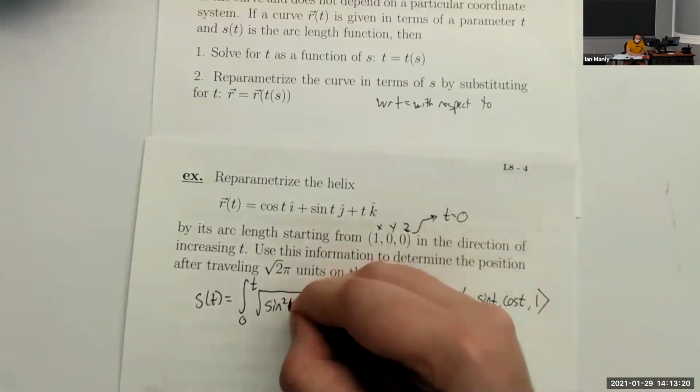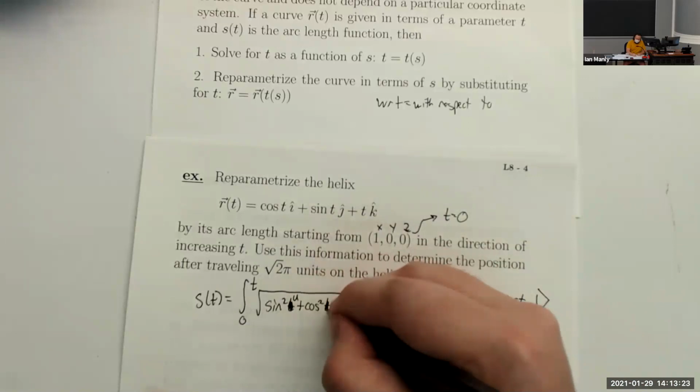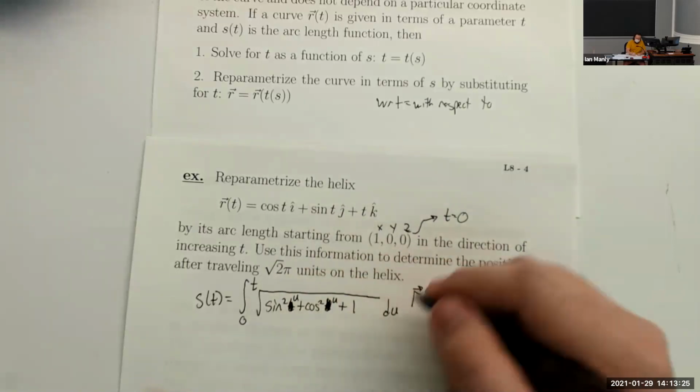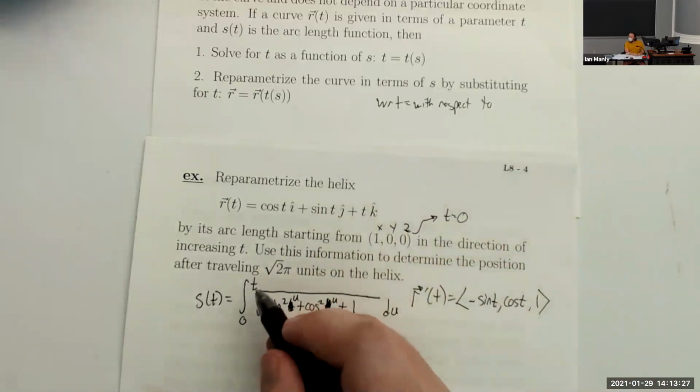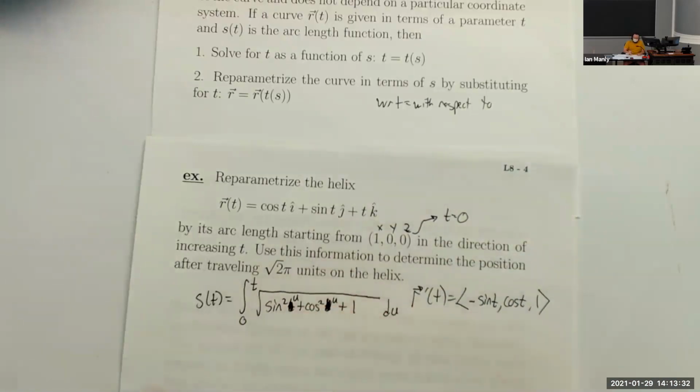Oops, these should not be t's. I'm so used to writing t. These should be a different variable, which I'm going to call u, because we have t up here. So we can't use this variable inside our integral because it's part of the bounds.